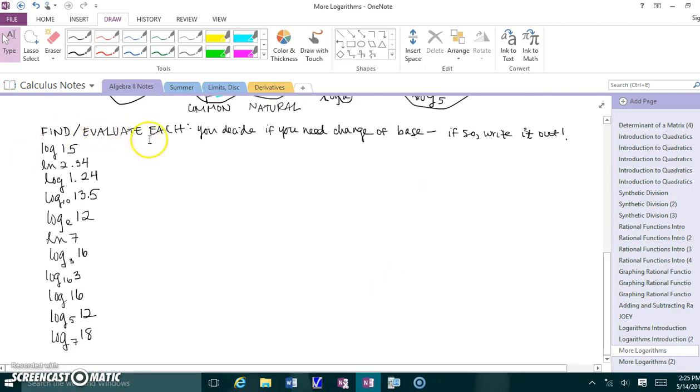Okay, moving on. What I want you to do now is write this list down, and I want you to find, evaluate each. Evaluate just means find what it is. You're going to use your calculator for all of them. Some of them need change of base, some of them don't. You decide. Remember, you only need change of base if it's not base 10 or base e. If it's base 10, like this guy, or base e, like this guy, you don't need change of base. Just literally type it right in your calculator. Why don't we decide on 3 decimal places? So pause the video and write those down.